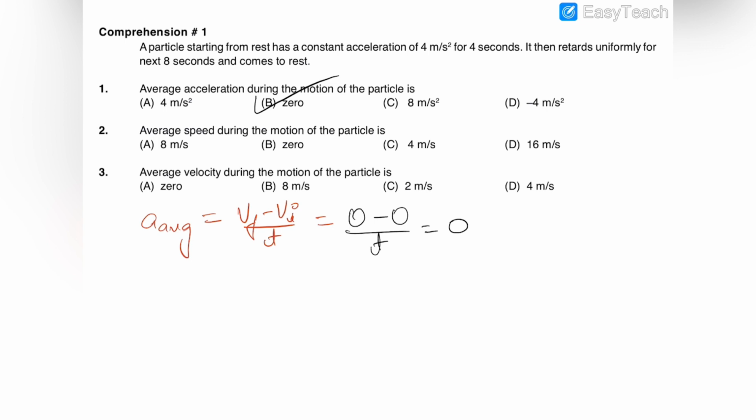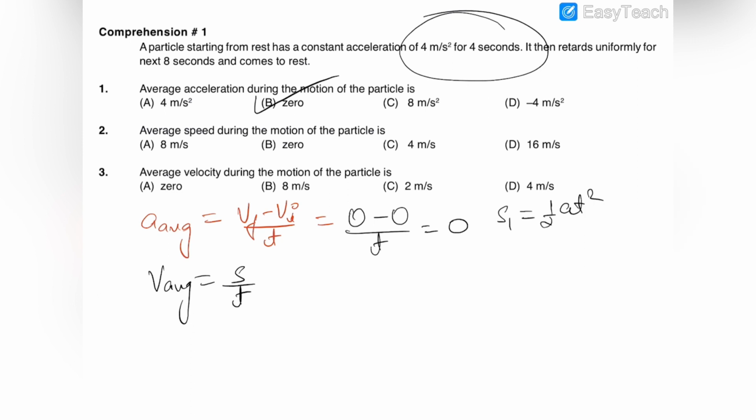Now the average speed during this motion, you can see that the average speed v average is the total distance traveled upon time taken. Now you can see that it moved for 4 seconds with the acceleration of 4 meters per second square. So the distance traveled by this particle in the accelerated motion is half at square. So s1 is half, a is 4 and t square is 16. So it would be 32.